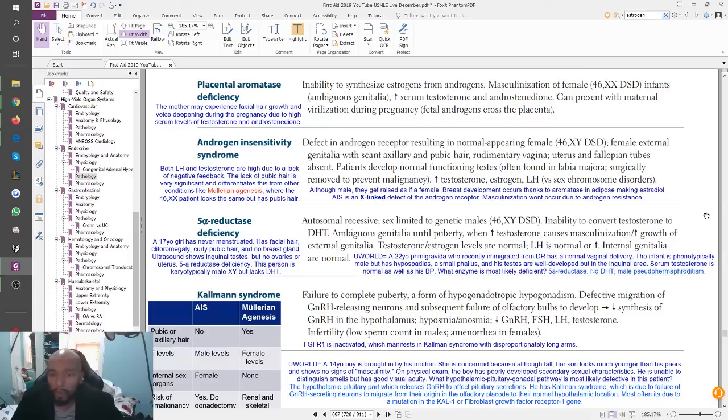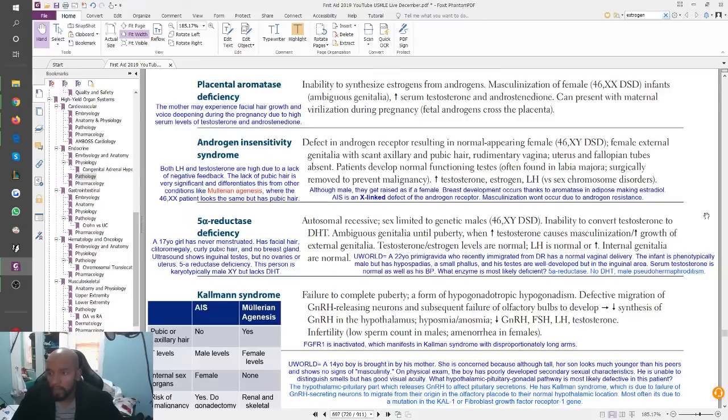This one says a 22-year-old primigravida who recently immigrated from the Dominican Republic has a normal vaginal delivery. The infant is phenotypically male but has hypospadias, a small phallus, and his testes are well developed but in the inguinal area. So they haven't completely descended into the scrotum. Serum testosterone is normal, as well as his blood pressure. What enzyme is most likely deficient?